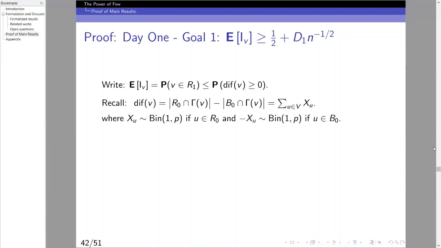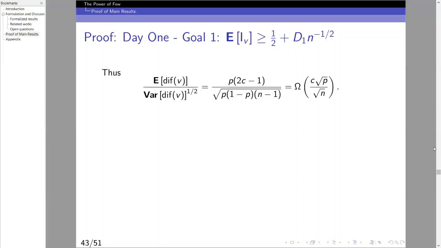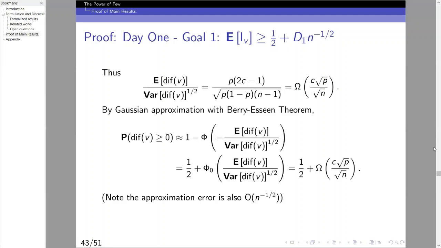So we use diff of v because we are trying to consider v turning red. And so note that the expectation of diff of v is positive, and increases with c as well. Using a normal approximation, the chance for diff of v being positive is at least 1 half plus a term that increases with c over square root of n. And so that's the first goal.